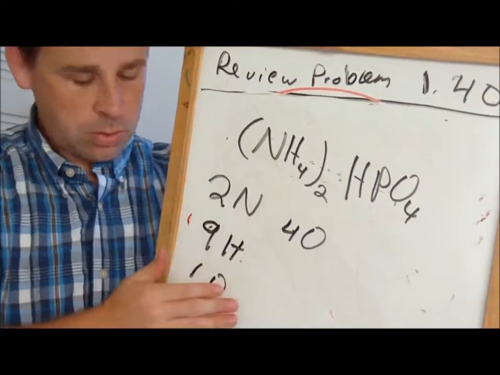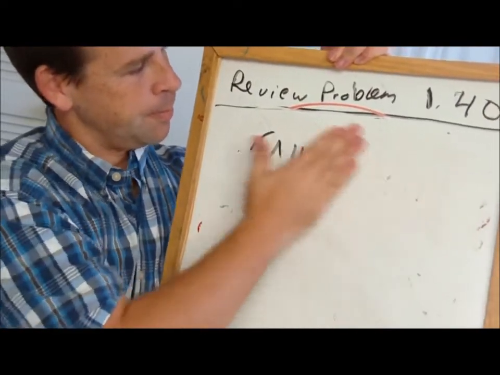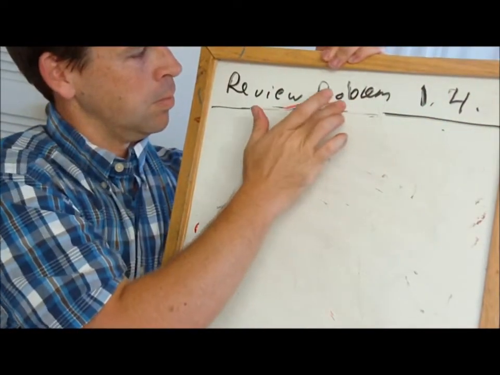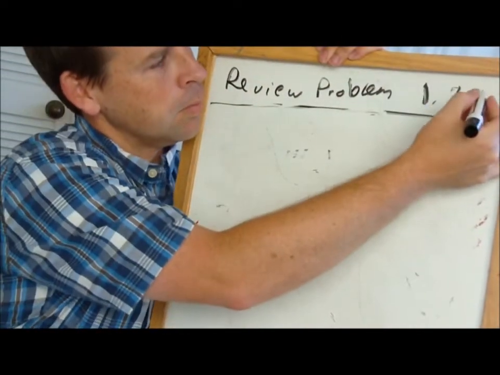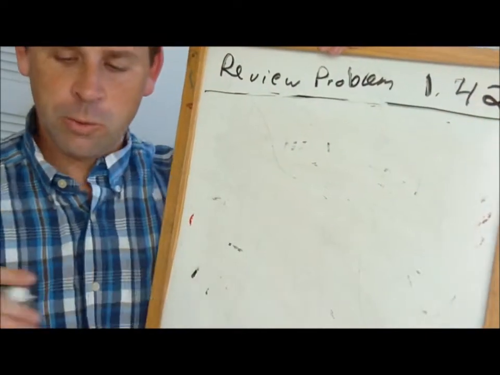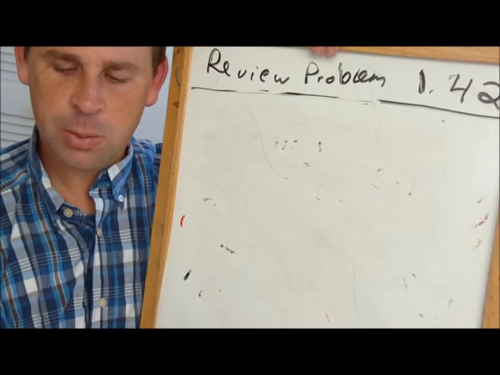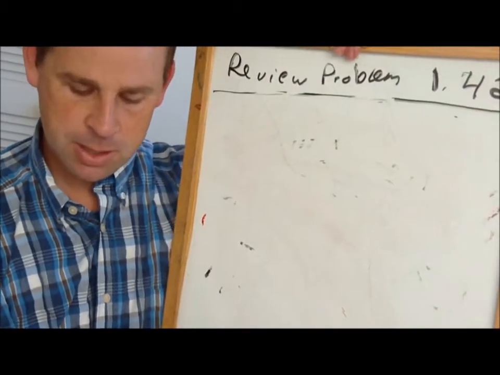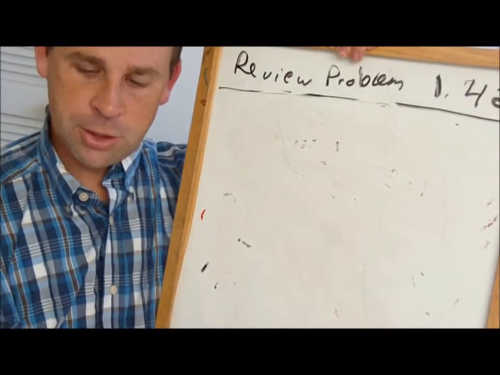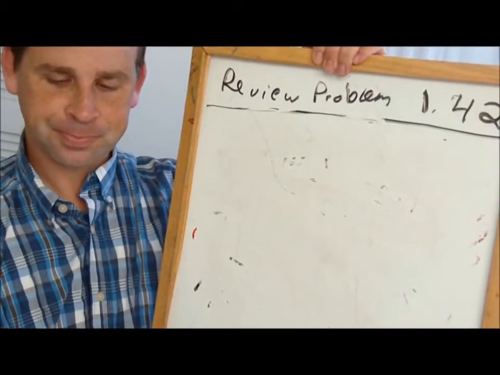All right, so 142 now. How many atoms of each kind are represented in the following formulas, and name the elements present? So basically the same thing.